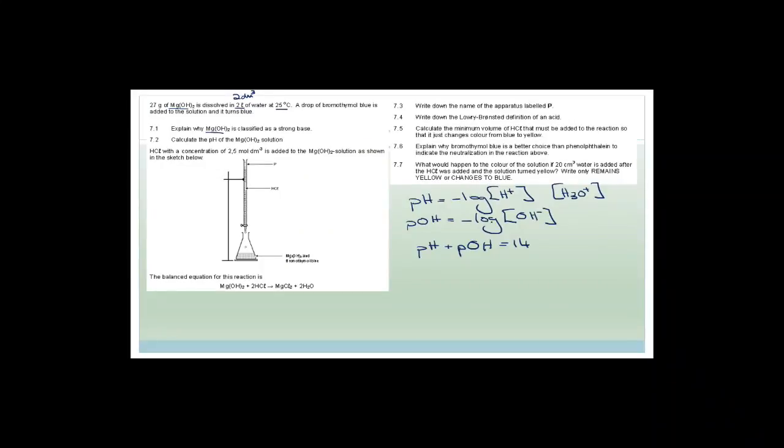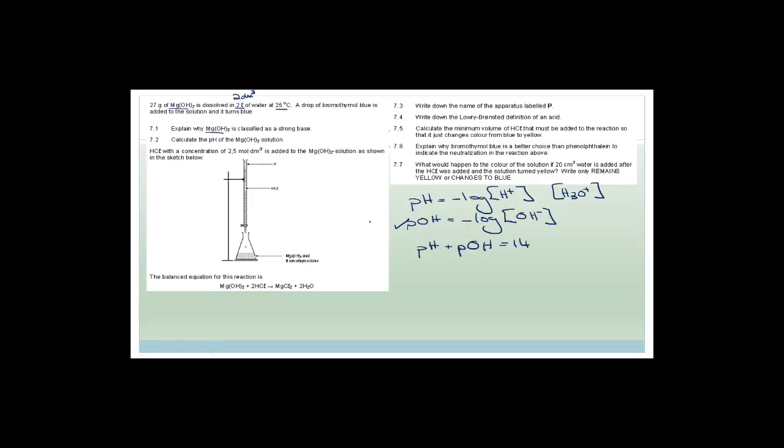So that means that if I work out the pOH and then subtract that from 14, I'll get the pH. And it's a lot easier to work out the pOH than the pH. Okay, but there's a trick to it. First, we're going to work out the concentration of the 27 grams in the 2 decimeters cubed container.